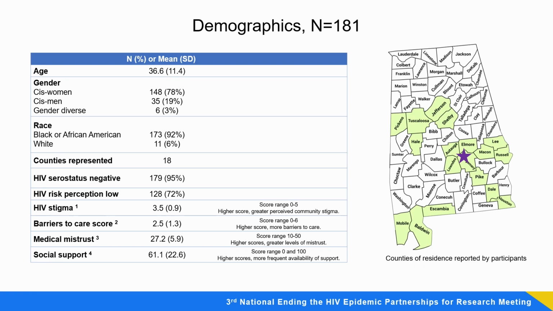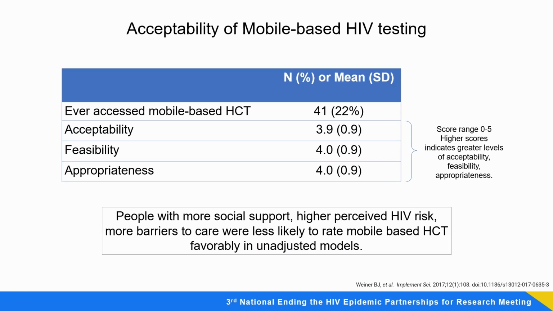The map that you see shows our reach across 18 counties in Alabama. That was widespread, which was a bit surprising for us and also good. All 181 participants had experience with HIV testing. However, only 22% had ever accessed mobile-based HIV testing and counseling. People with more social support, higher perceived HIV risk, and more barriers to care were reported to be less likely to see these services as favorable.